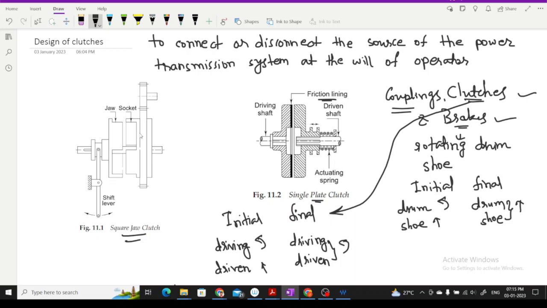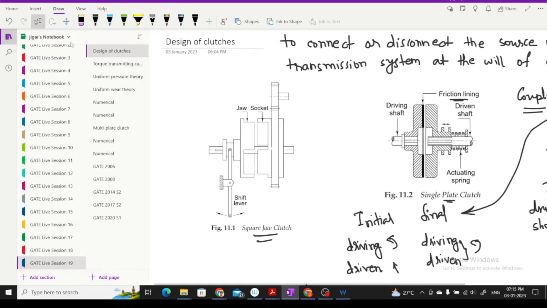But the limitation of this kind of clutch is that it can be engaged or disengaged only when both the shafts are at rest or both are running at almost the same speed. Then only this will work, right? This is for positive displacement clutches. But in the case of frictional clutches, any speed of driving and driven shafts is allowed. So this is why the frictional clutches are used most of the time.